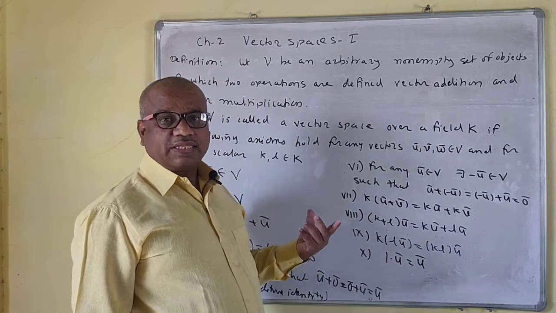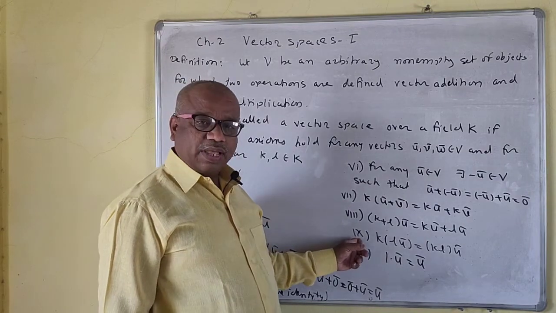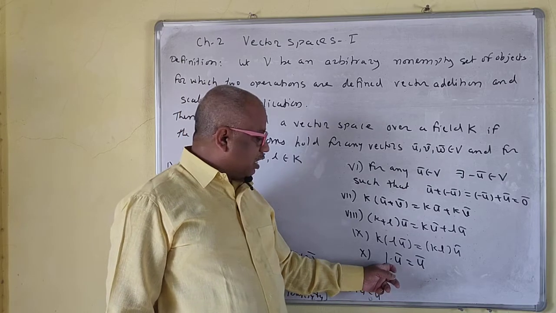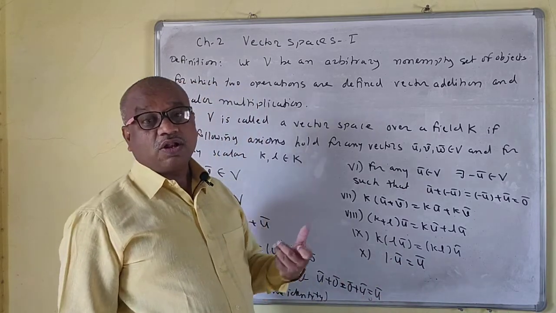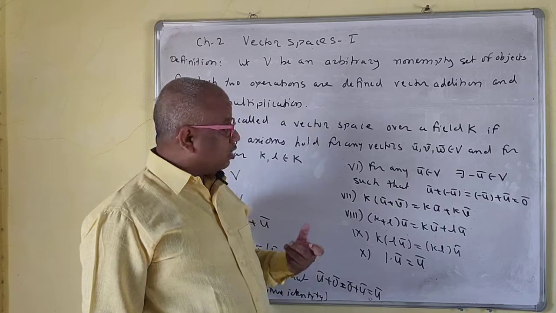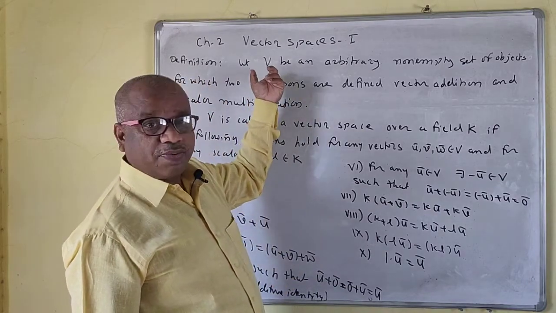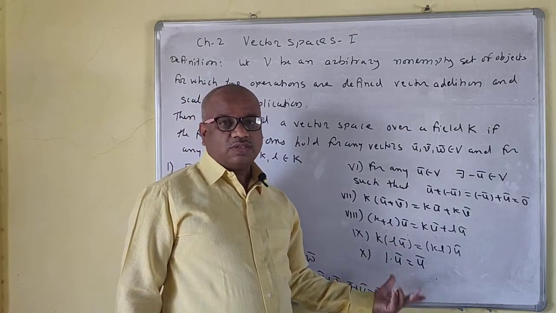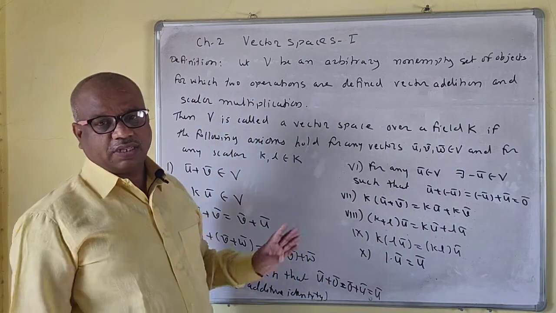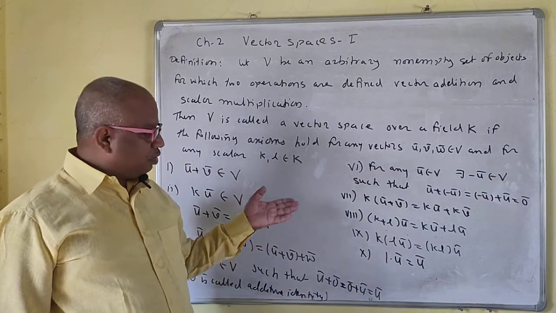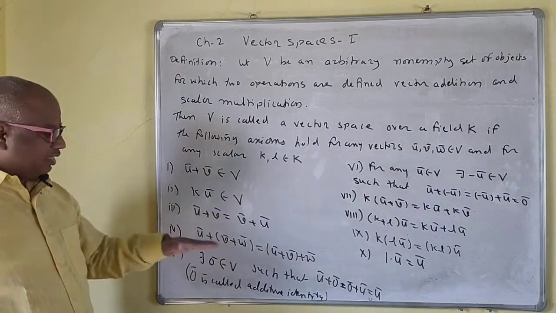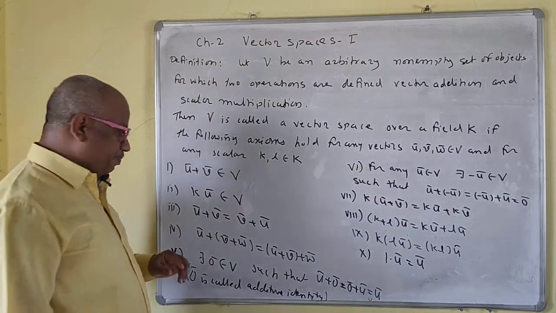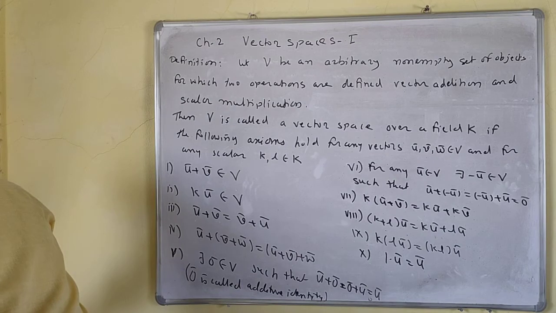There are so many examples where all these 9 axioms hold, but the last one, which seemed obvious, does not hold. That means 1 into u bar may or may not be equal to u bar. There are some sets of vectors where all the 9 axioms hold, but 1 into u bar is not the same as u bar. This also happens in some examples that we will see later on. So you should remember all these 10 axioms one by one. Now we'll see some examples on it.